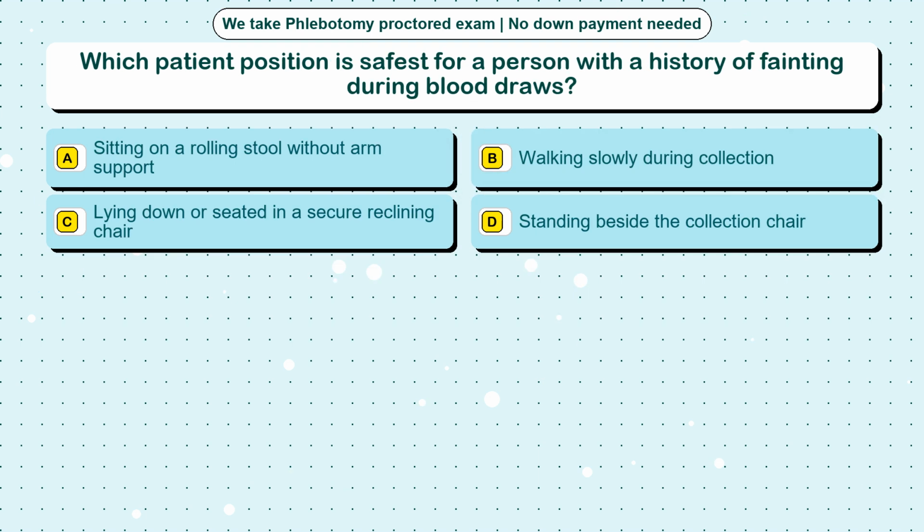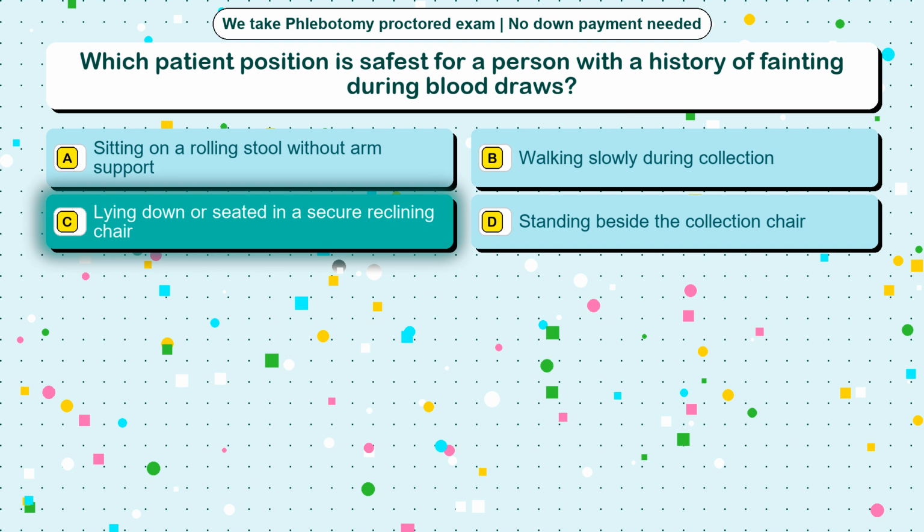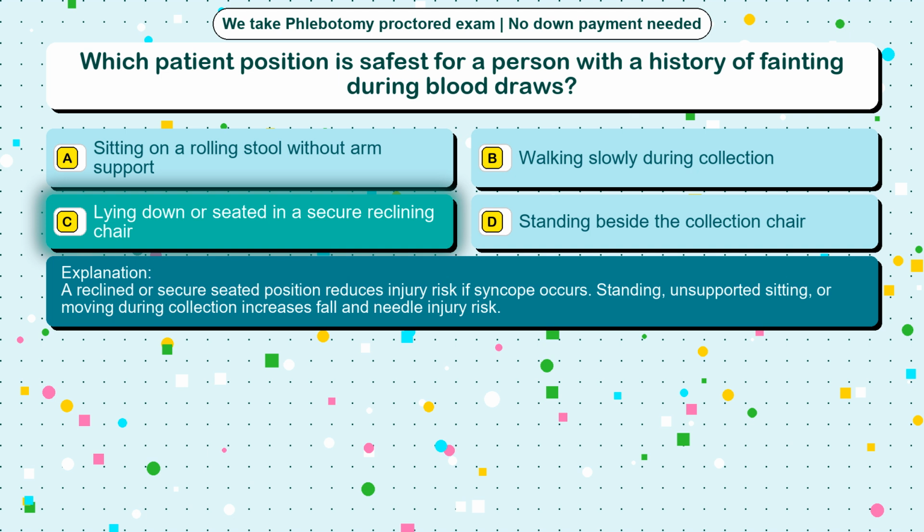Question 89. Which patient position is safest for a person with a history of fainting during blood draws? Option A, sitting on a rolling stool without arm support. Option B, walking slowly during collection. Option C, lying down or seated in a secure reclining chair. Option D, standing beside the collection chair. The correct answer is option C. Lying down or seated in a secure reclining chair. A reclined or secure seated position reduces injury risk if syncope occurs. Standing, unsupported sitting, or moving during collection increases fall and needle injury risk.